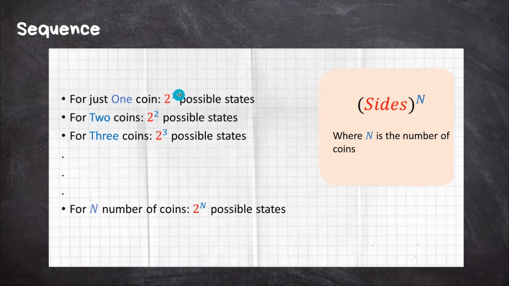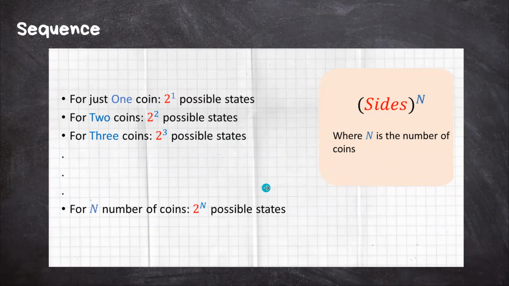And n here, or these blue colored numbers that you see here as a superscript, this n represents the total number of coins that you currently have. So the way these total number of possible states is increasing is basically sides to the power n. So this is how you could generalize the expression for the sequence with which these possible outcomes is increasing.